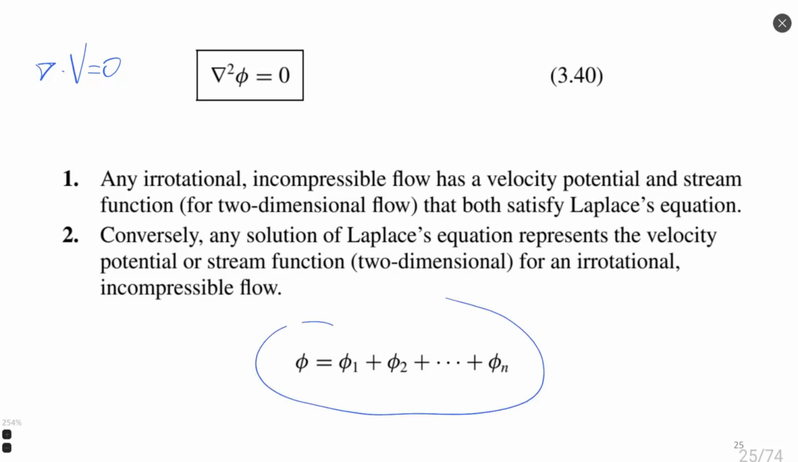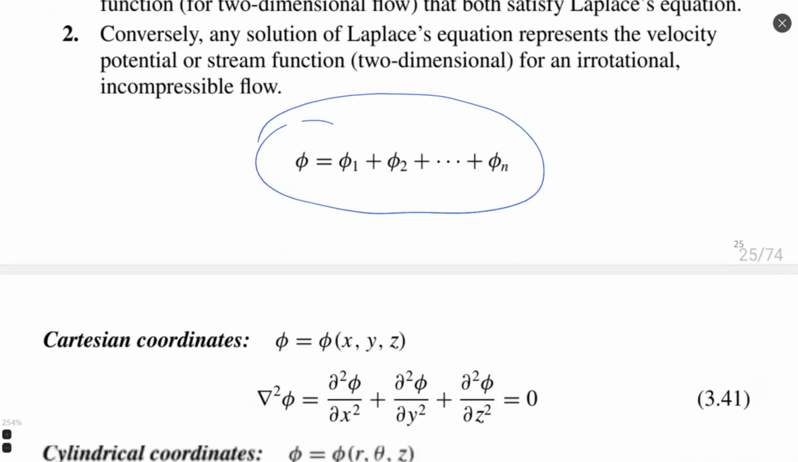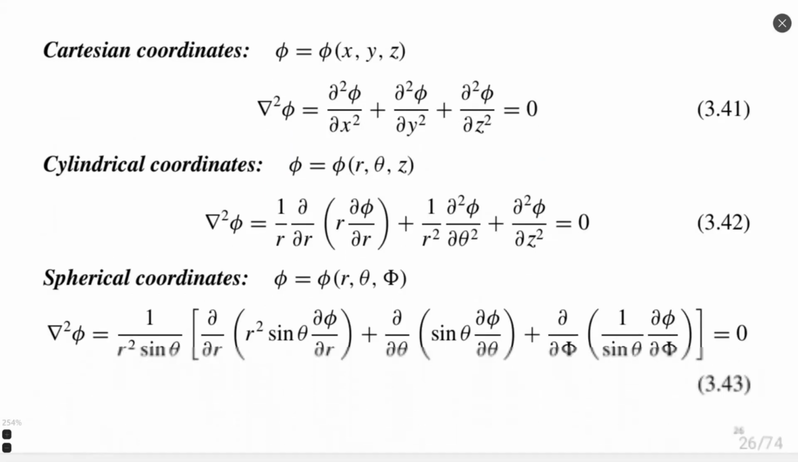The main property, the main advantage, the main reason why we're using the Laplace equation is written here. It can be written in different forms, as I already showed you before in Cartesian coordinates. It can also be written in other coordinate systems, cylindrical coordinates or spherical coordinates as well.